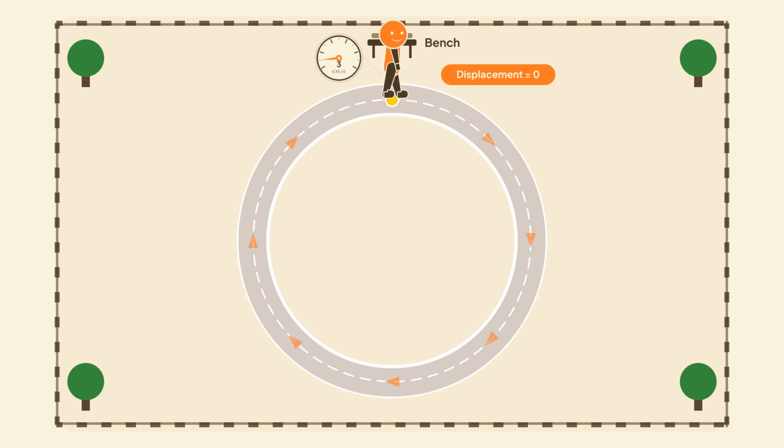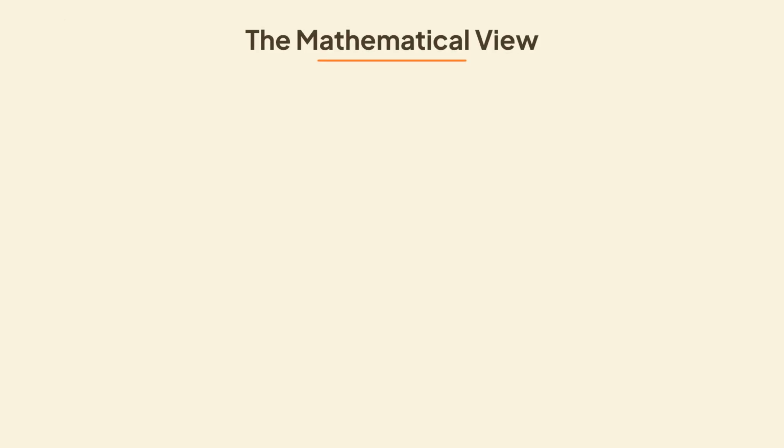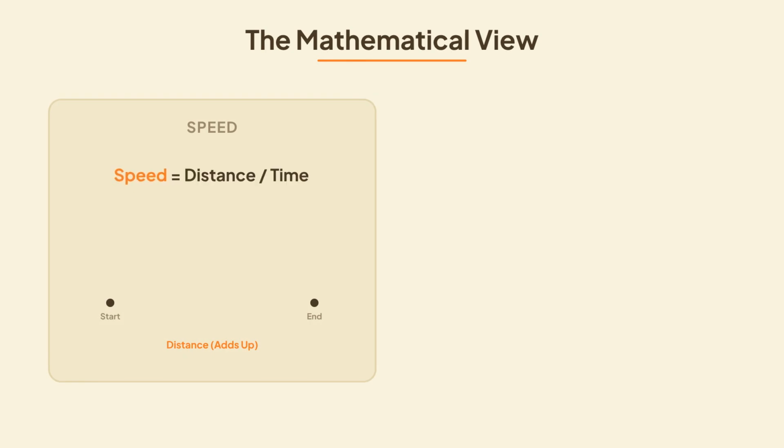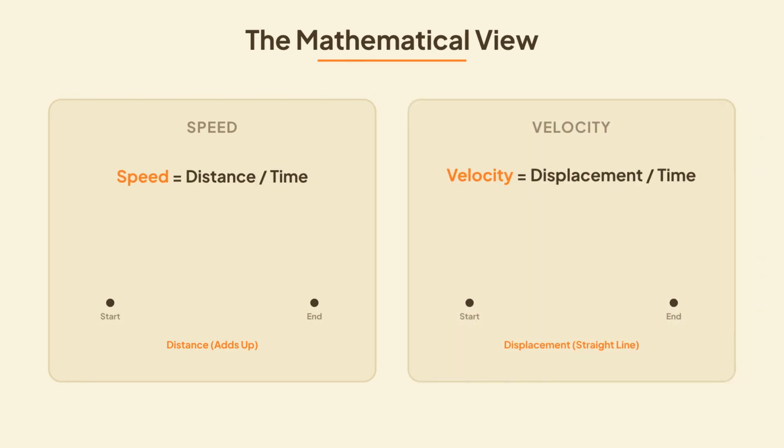Your speed stayed the same throughout the whole walk, but your velocity became 0, because your overall change in position was 0. Now let's look at this in the language of math. Speed equals total distance traveled divided by total time. And velocity equals displacement divided by total time. The only difference is that distance keeps adding up along the way, while displacement only measures the straight line distance between the start and the end.